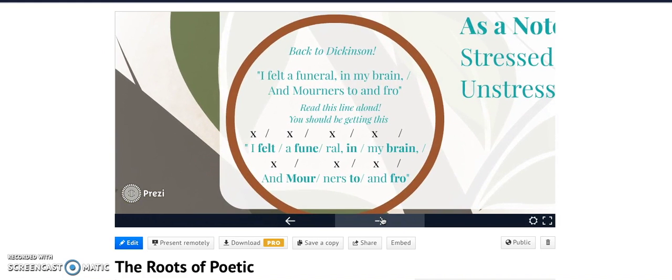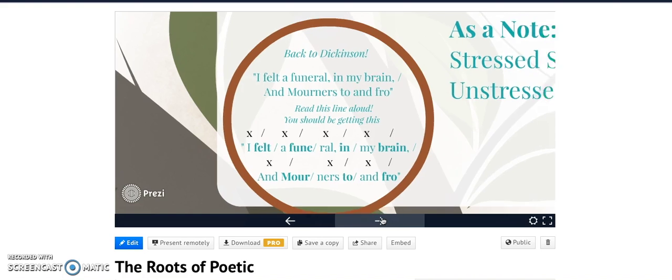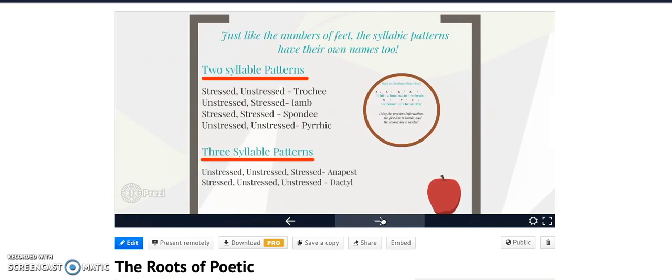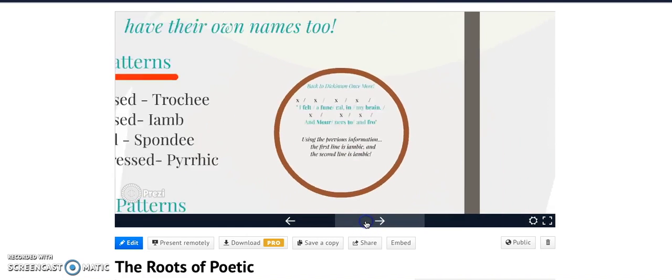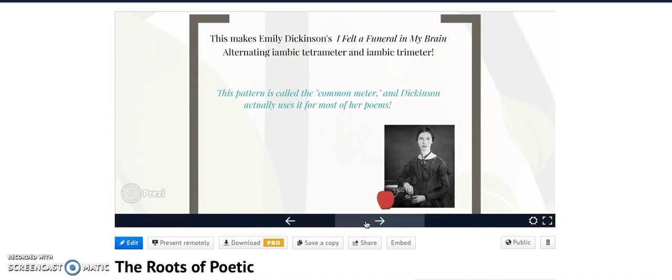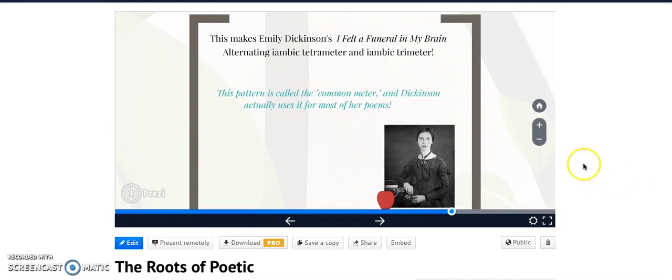So more information here. Again, we jump back to the poem to complete this step of analysis of what they've just learned. Then we go back to more information, and then back to applying it to the example. That forms the meat and potatoes of the presentation.